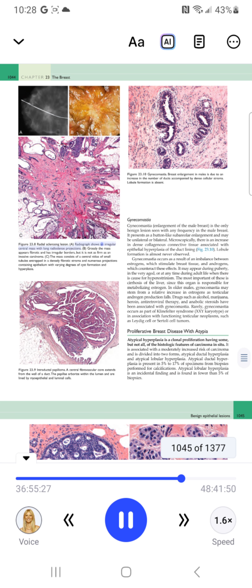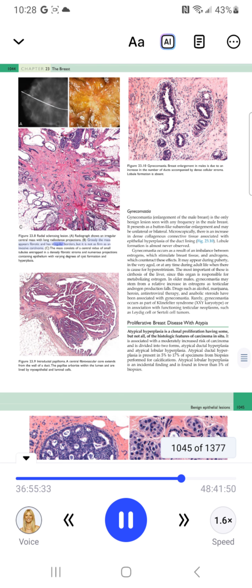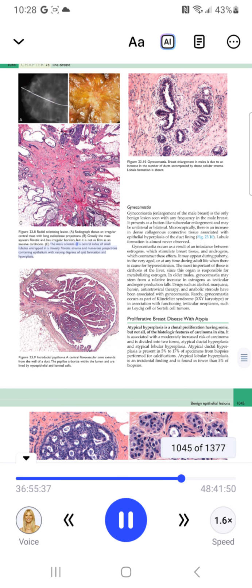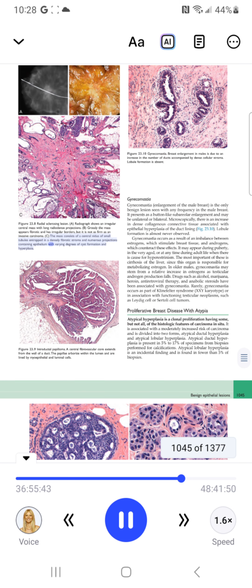Figure 23.8, radial sclerosing lesion. A. Radiograph shows an irregular central mass with long radiodense projections. B. Grossly, the mass appears fibrotic and has irregular borders, but it is not as firm as an invasive carcinoma. C. The mass consists of a central nidus of small tubules entrapped in a densely fibrotic stroma and numerous projections containing epithelium with varying degrees of cyst formation and hyperplasia.